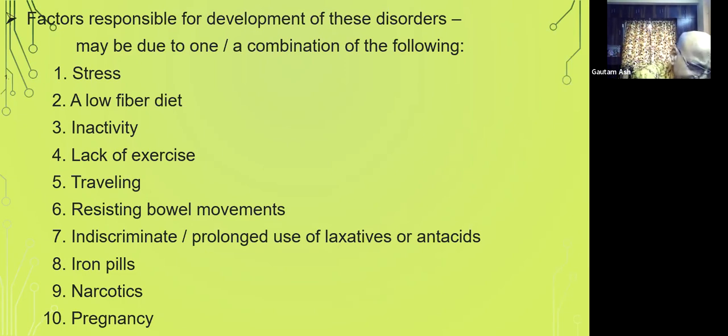Then narcotics, another area. The narcotics are also producing problems. Pregnancy, during pregnancy, again constipation comes, so we have to wait and take some sort of measures with changes by giving a high fiber diet, or fruits and vegetables. We have to check the condition. So these are some of the important factors for the development of the functional GI problems or diseases.